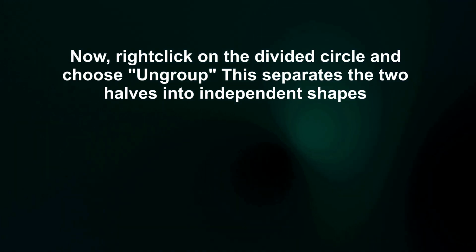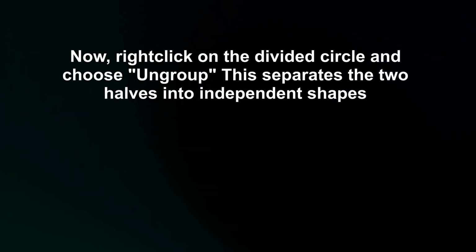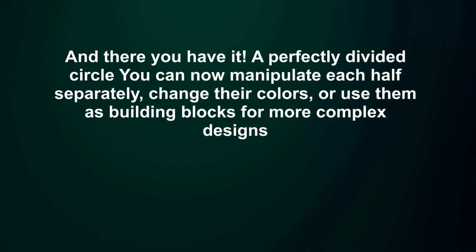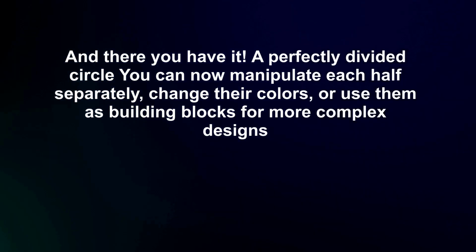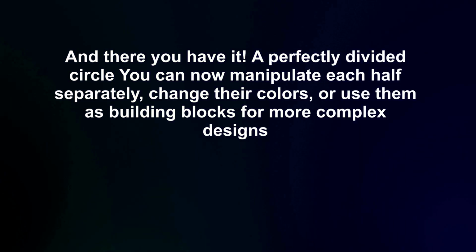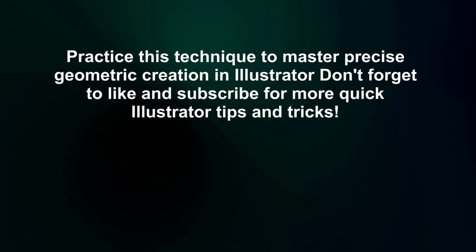Now, right-click on the divided circle and choose Ungroup. This separates the two halves into independent shapes. And there you have it, a perfectly divided circle. You can now manipulate each half separately, change their colors, or use them as building blocks for more complex designs. Practice this technique to master precise geometric creation in Illustrator.